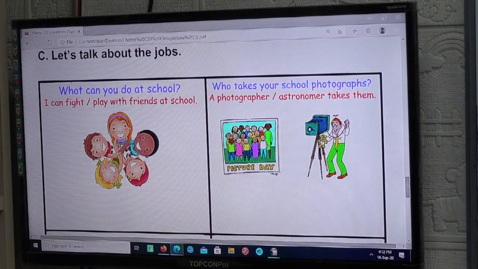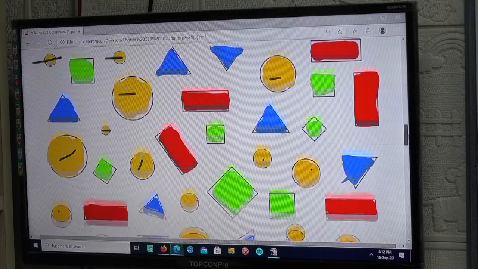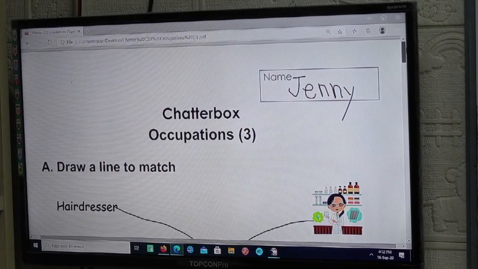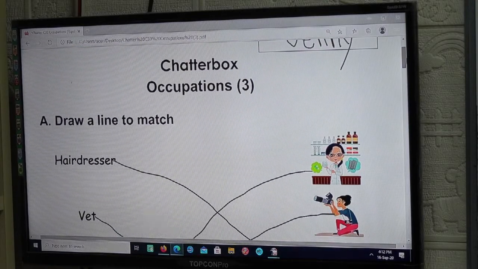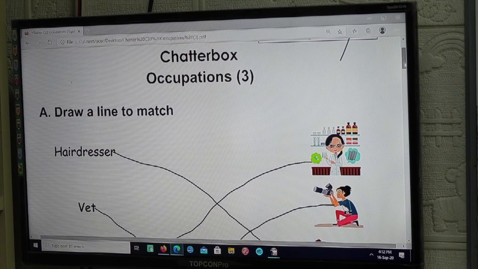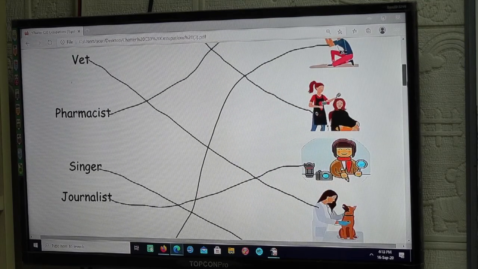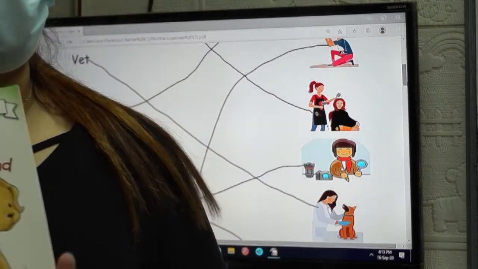Okay. So everybody, we are done with today's lesson actually. We have learned different jobs, and that will be the last part of occupations. Hope you remember them well and hope you can think, what do you want to be in the future?